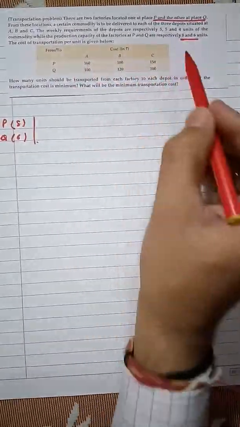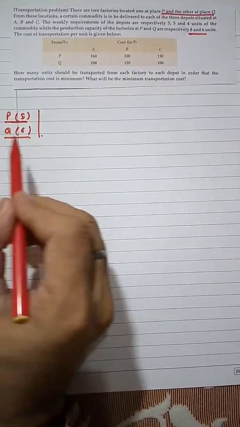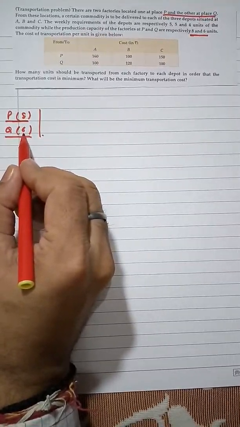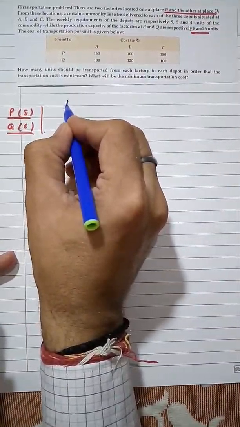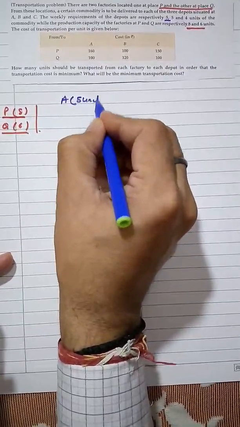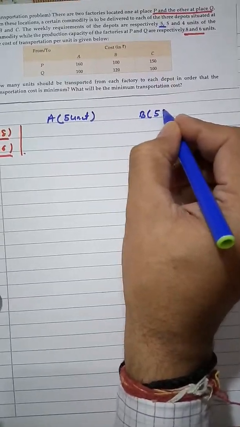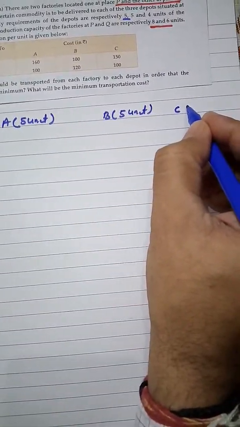Now friends, let us today discuss the transportation problem in which we have two factories, namely factory P and factory Q. The capacity of factory P is 8 units and factory Q is 6 units. They transport some commodity to three stores, namely depot A whose capacity is 5 units, and depot B whose capacity is also 5 units, and depot C whose capacity is 4 units.